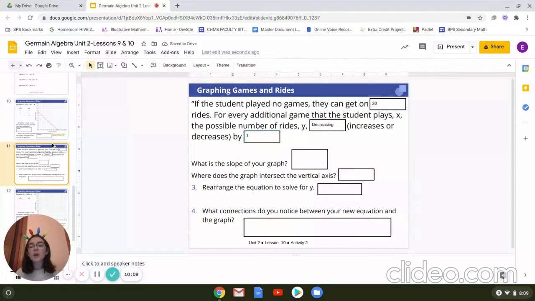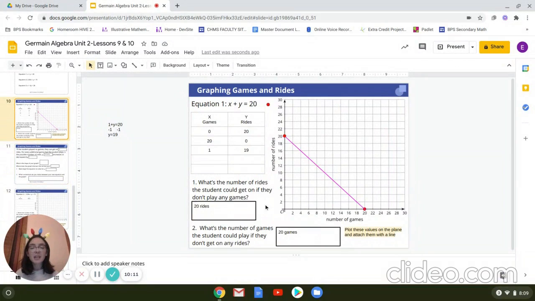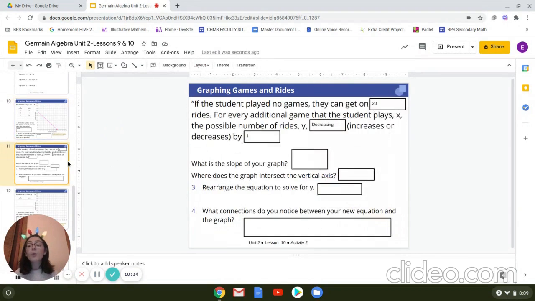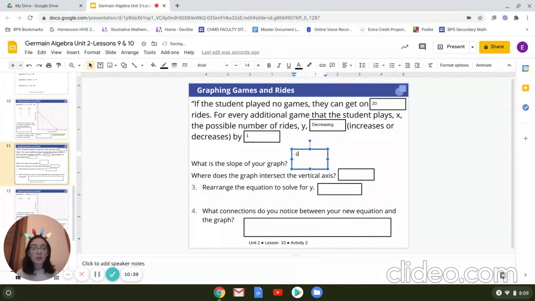So what is the slope of our graph? If I were to draw in a slope triangle for myself, I would have a rise of -2 and a run of +2. So -2 over +2 can be rewritten as -1. So the slope of this graph is -1. I'm going to make this a little bit bigger for us because it's so small.